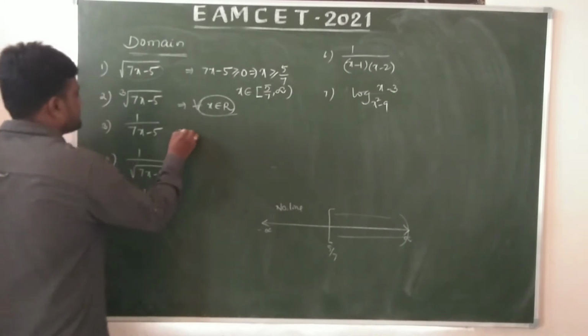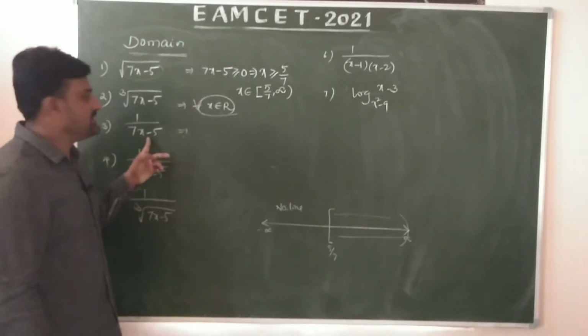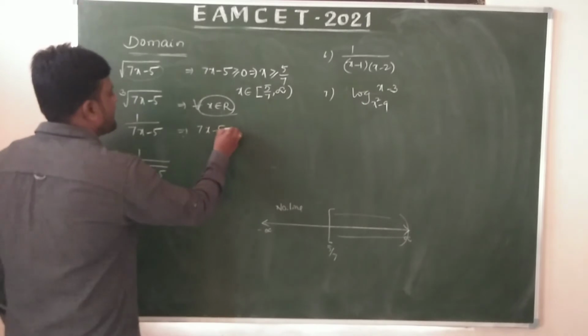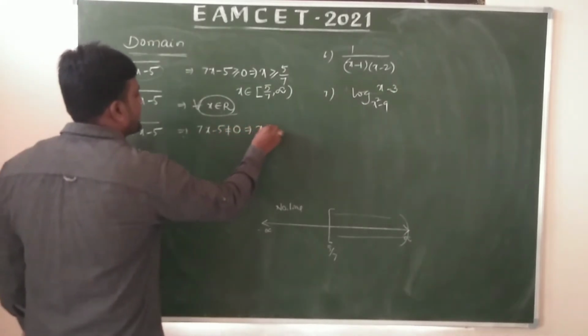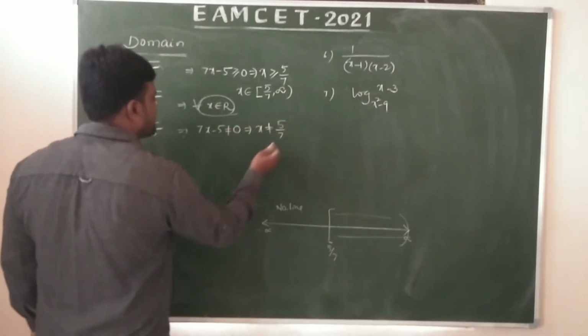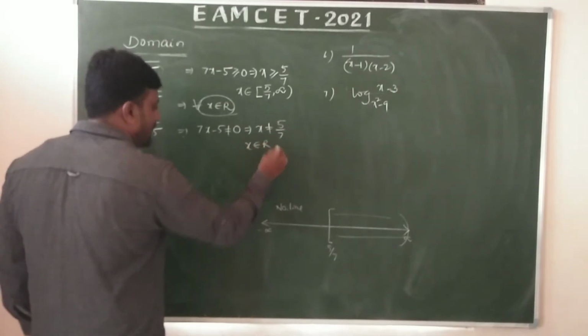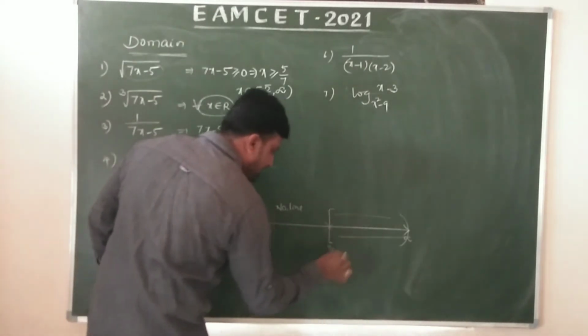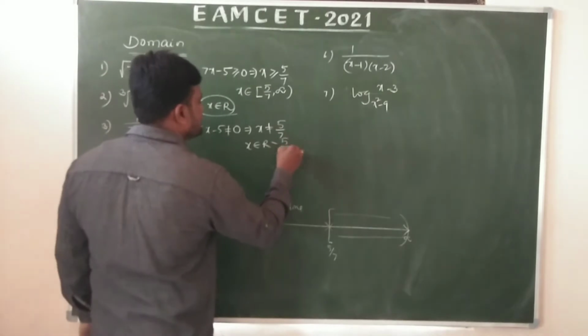Next, the denominator should not be 0. That means x not equal to 5 by 7. That means x belongs to R, except 5 by 7.